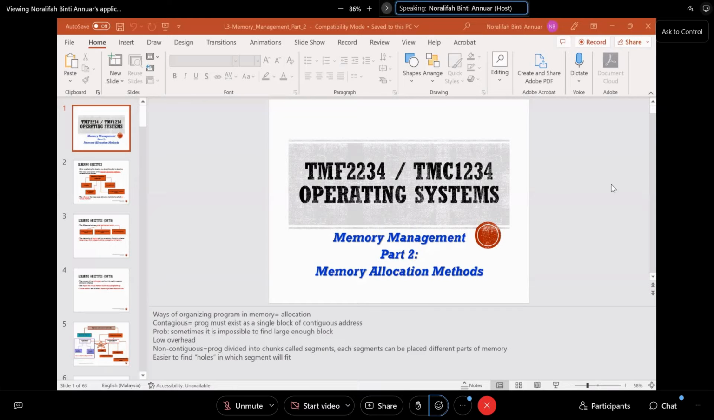Okay, for today, if you have gone through the slide, you will see there's 3 actually, but yang besar dia adalah 2 lah, page dengan segmentation. Okay.